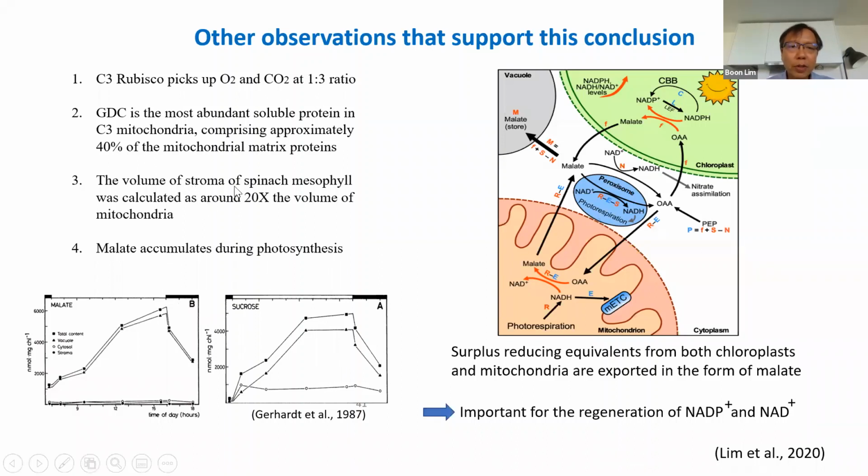And the volume of the mesophyll stroma of spinach was calculated to be 20 times the volume of mitochondria. That means the 2-PG generated in the chloroplast has to be concentrated into very small mitochondria, and then not the 2-PG, but the glycine, okay? So there will be a high production of NADH. And then it is also obvious that malate will accumulate during illumination and decrease in the dark.